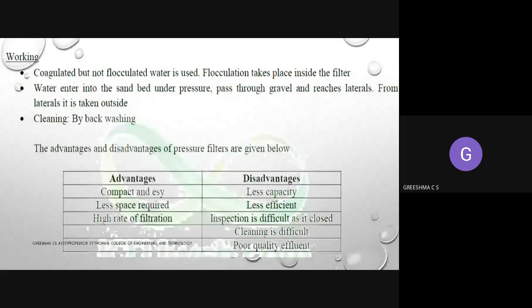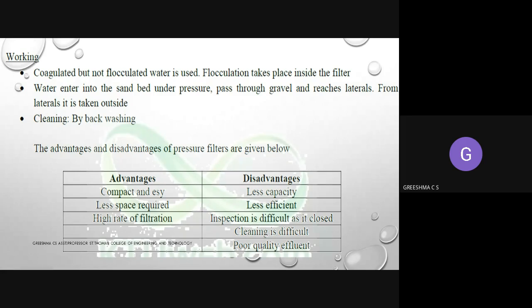Now, how do you clean the pressure filter? That is again by backwashing. This is a similar method to that used in the rapid sand filter. From the bottom you will pump water upwards and it will take away all the dirt. So similar to rapid sand filters, here cleaning is done by backwashing.